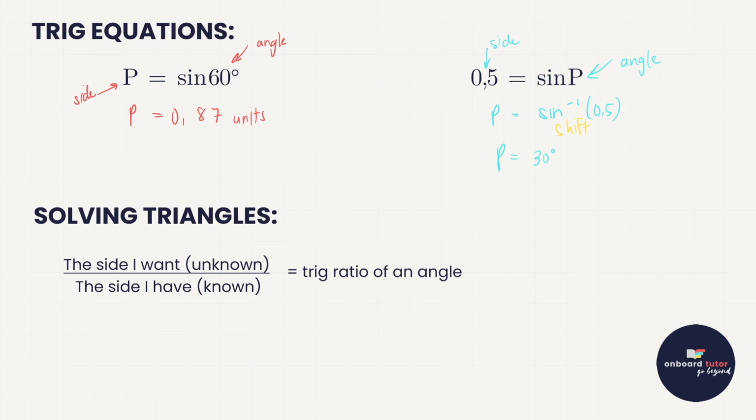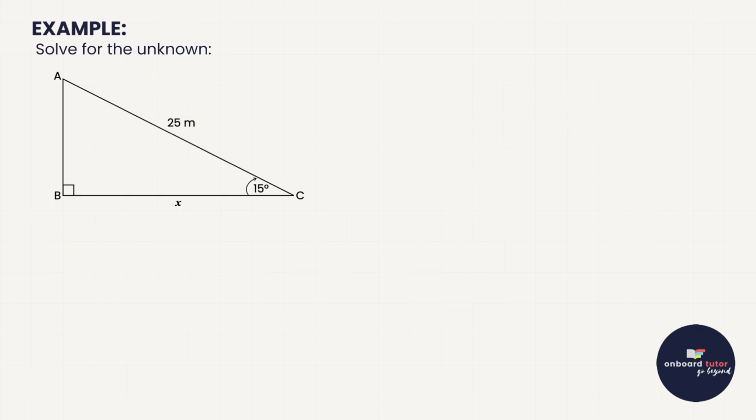And when it comes to solving triangles, there's a helpful little rhyme that most grade 10s say, and it goes like this. You take the side you want, you divide it by the side you have, and you set that equal to a trig ratio of an angle. Okay, trig ratio simply means sine or cos or tan. So unknown over known equals the trig ratio. It's possible to do this the other way around, but it does make the algebra after the question a little bit more tricky. So try and remember this. When solving triangles, the side I want over the side I have. Let's look at some examples.